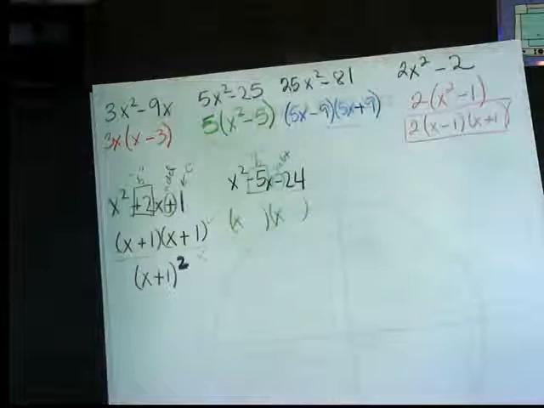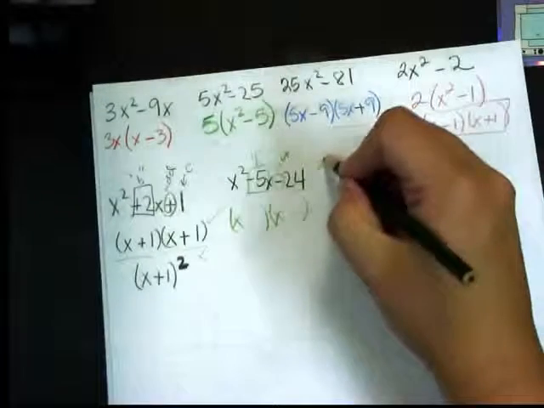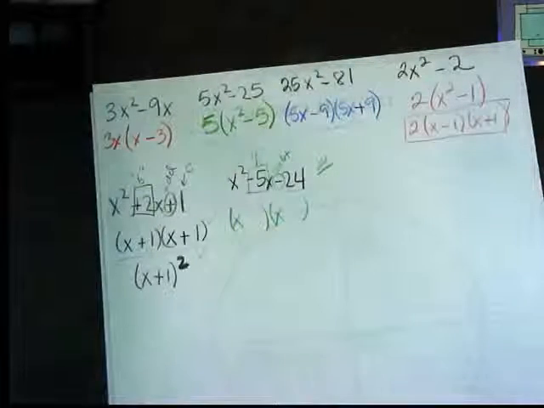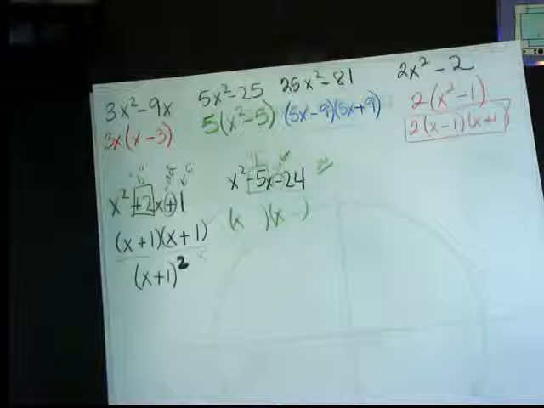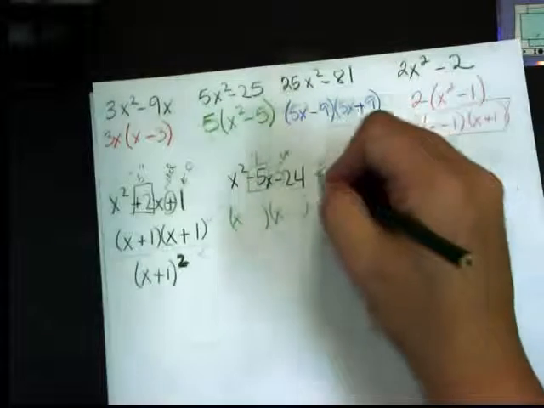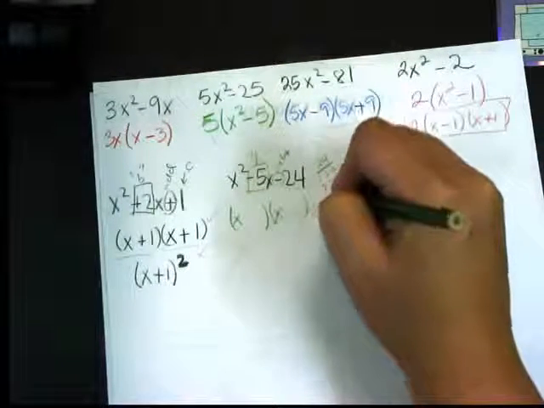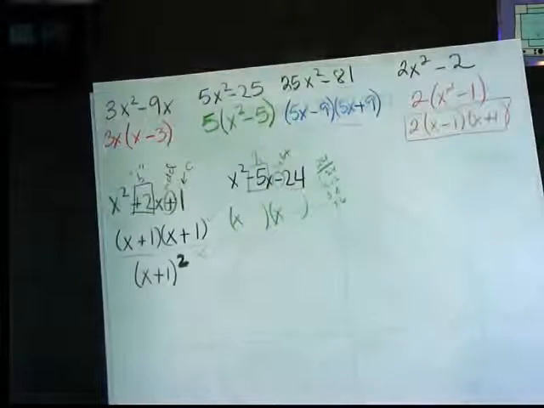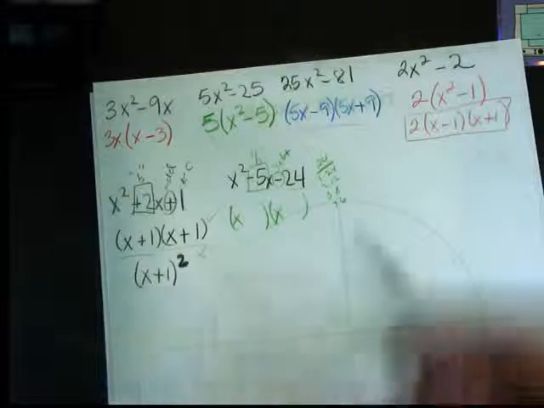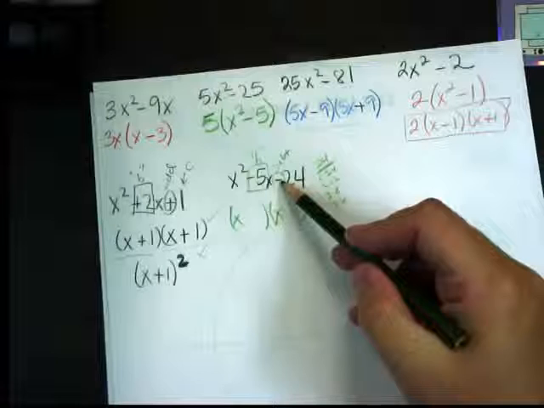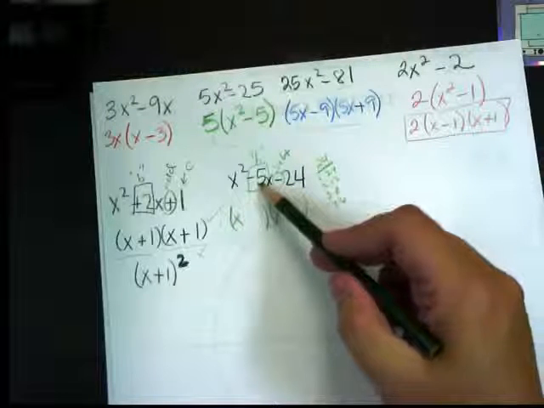negative 5. Well, first of all, this is not something you need to write down. I'm just doing it for your note purposes. Make sure everyone's on the same page. What multiplies to be 24? 1 and 24, 2 and 12, 3 and 8, 4 and 6. Of those, which ones subtract to be negative 5?